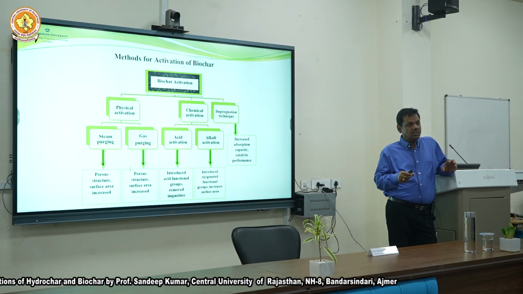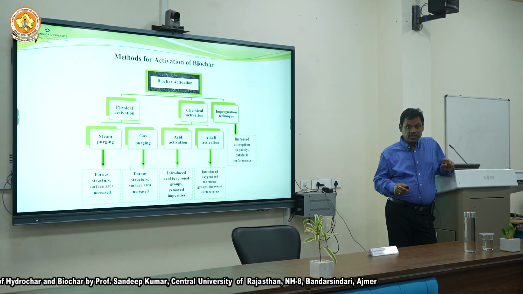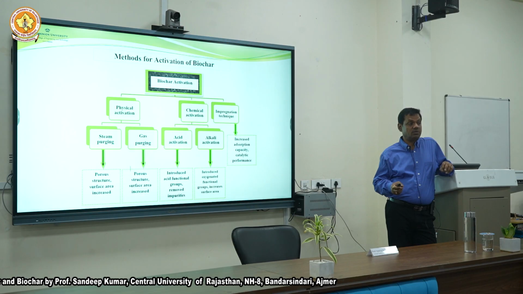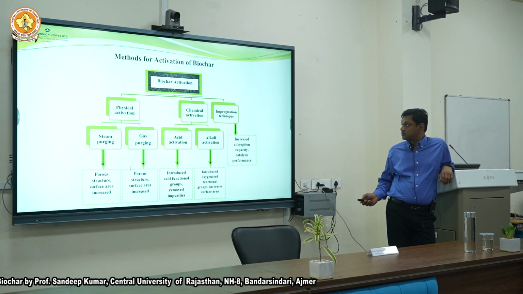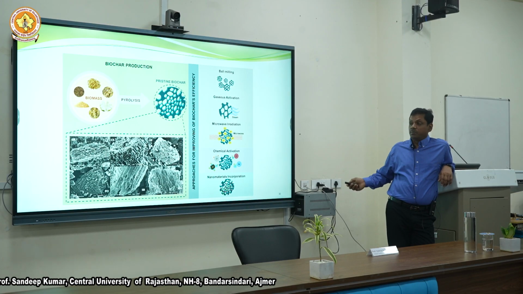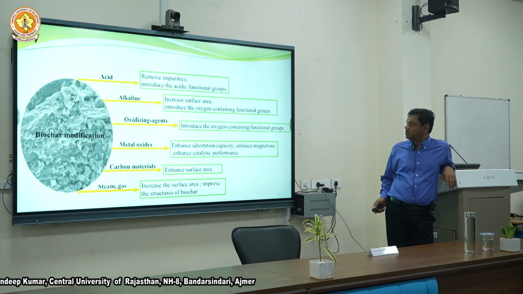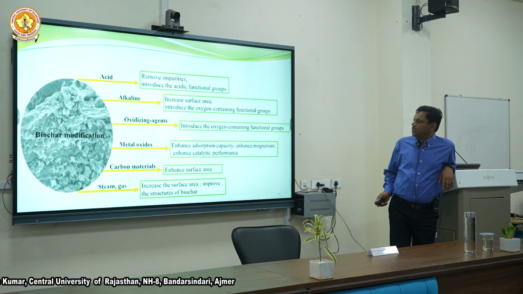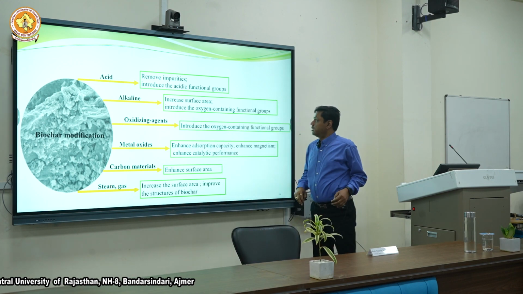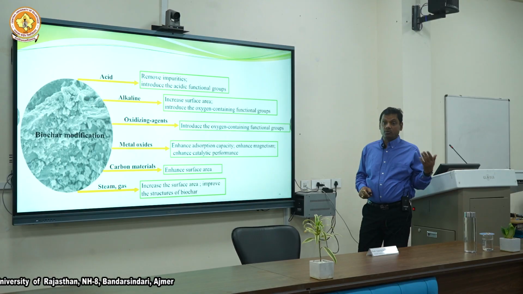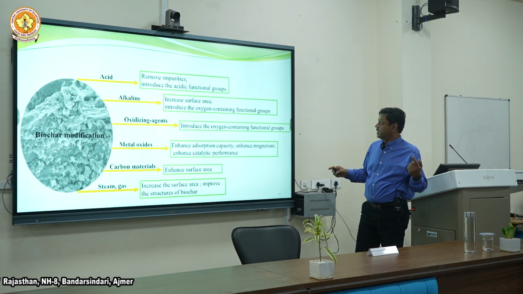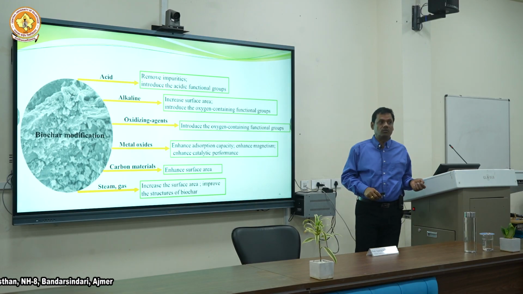So the take home message is you can get carbon as a feedstock. Now you decide what you want. That's the starting point. There are different ways of supplying heat to it. If you are modifying biochar with acid, removing impurities, you introduce acidic functional groups. If you are doing alkaline, surface area will go up, and it has oxygen containing functional groups.